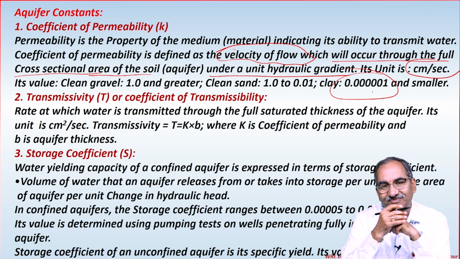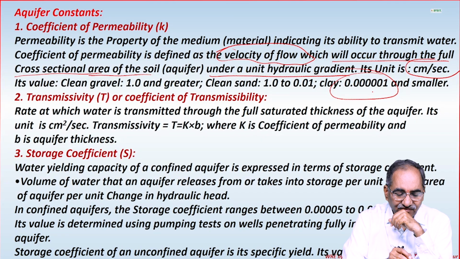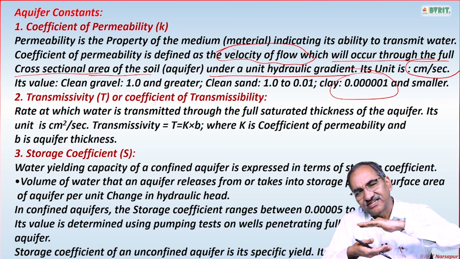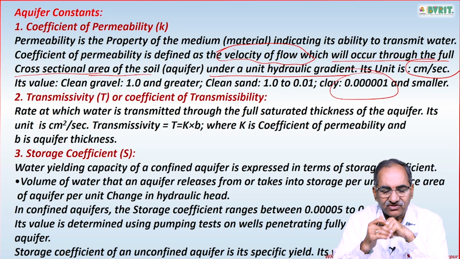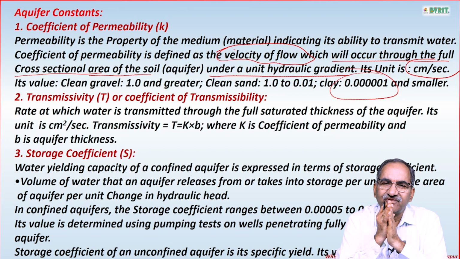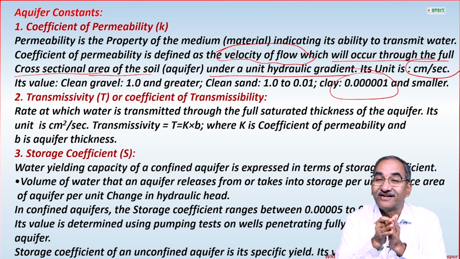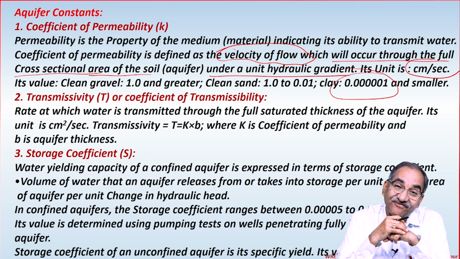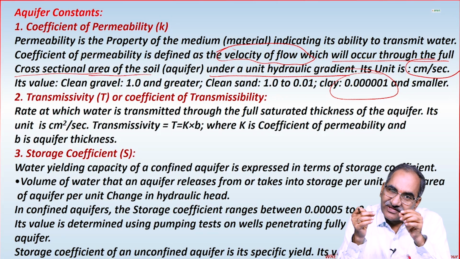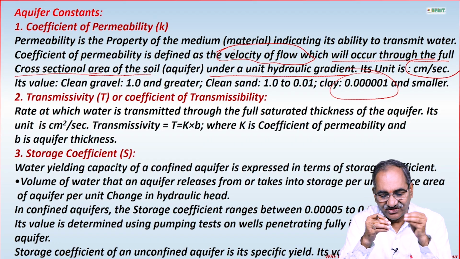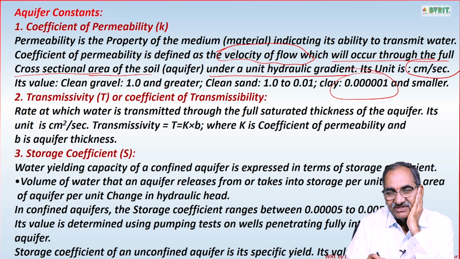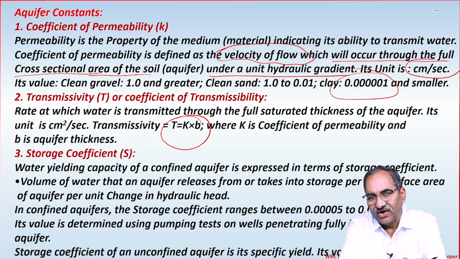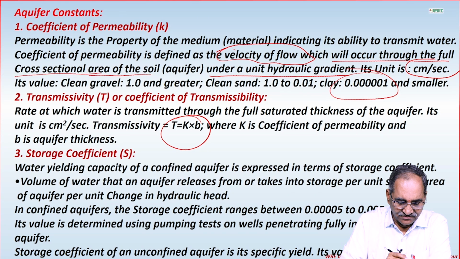So what is transmissivity? It is the rate at which water is transmitted through the full saturated thickness of the aquifer. Naturally, coefficient of permeability we use in the case of unconfined aquifers, whereas transmissivity we use in the case of a confined aquifer. But these two can be related. Transmissivity is nothing but coefficient of permeability into aquifer thickness.